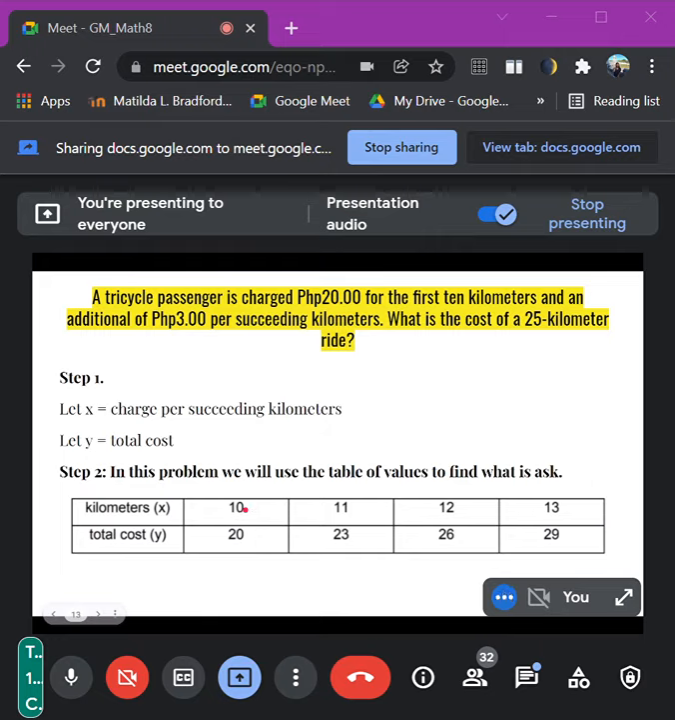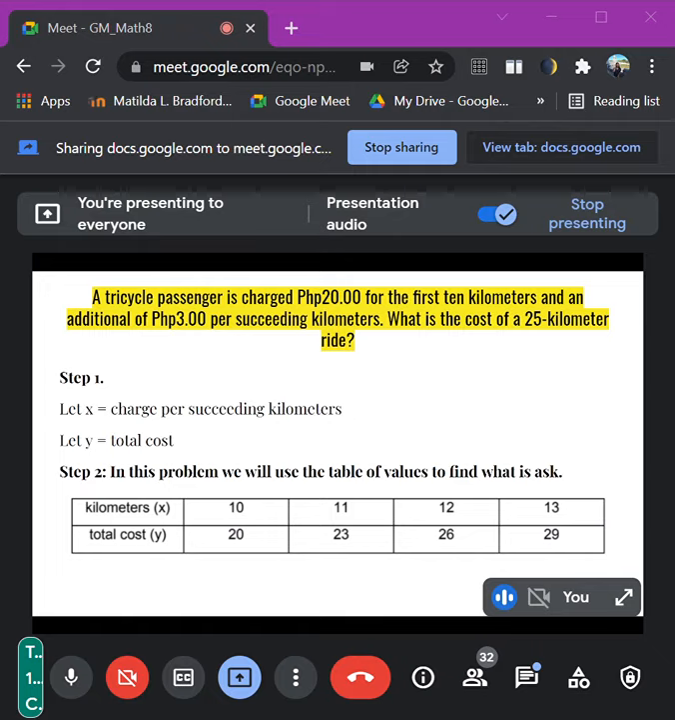So, nganong 10 kilometers, 20 man teacher? Because ingon man ang first 10 kilometers niya kay 20 pesos. And then, kung mag 11 kilometers ka, kay ingon man additional per succeeding kilometers, so mag-add ra ka og 3 niya. So, that is 20 plus 3, that is 23. And then, if 12 kilometers, that is 26. And then, for 13 kilometers, that is already 29.